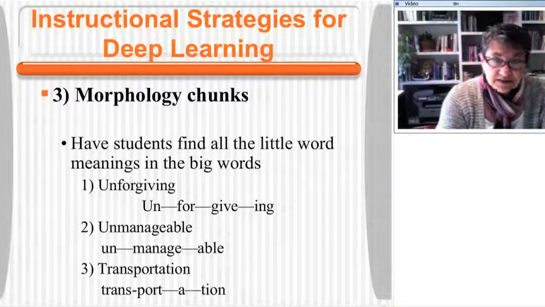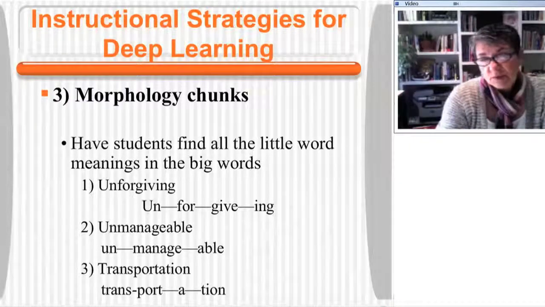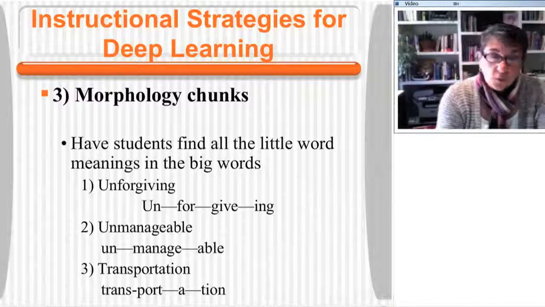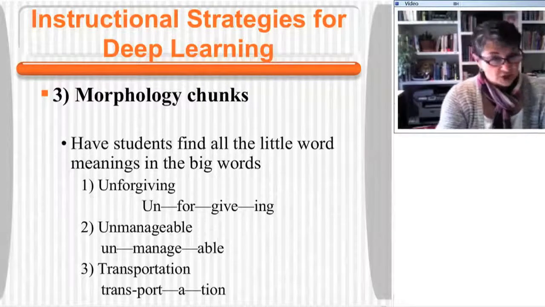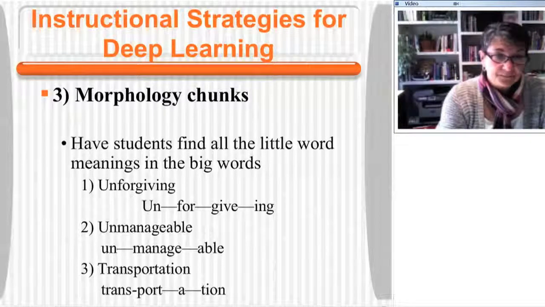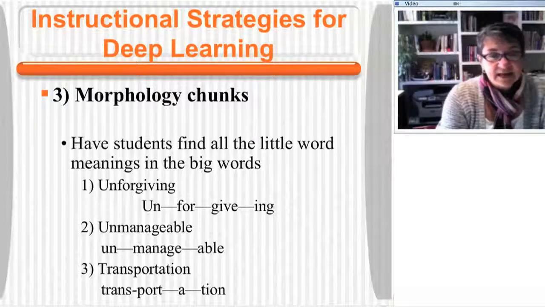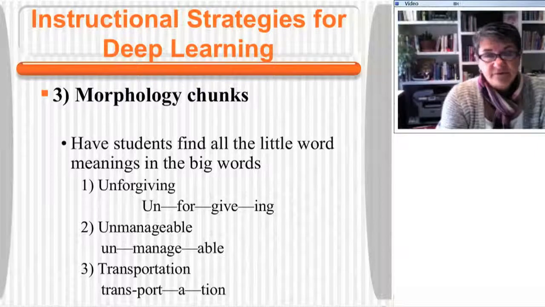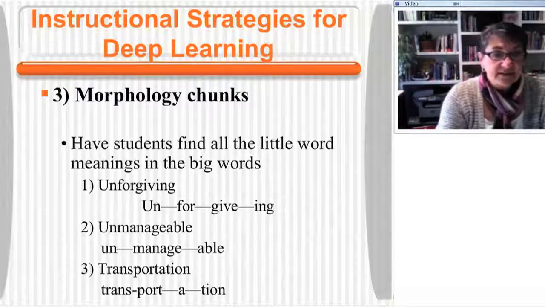Students need to be able to break words up into chunks, and they break those words up based on meaning. So we know, for example, that un means not, forgive means to say not be angry or upset, and then ing is just your adverbial ending. So we have unforgiving, not forgiving, and that helps us get the meaning of the word.